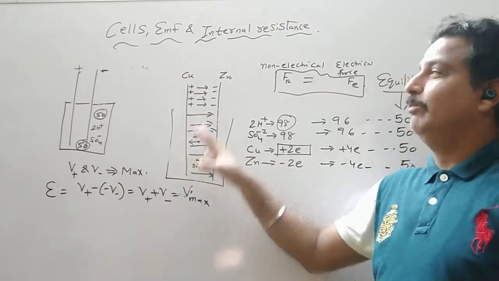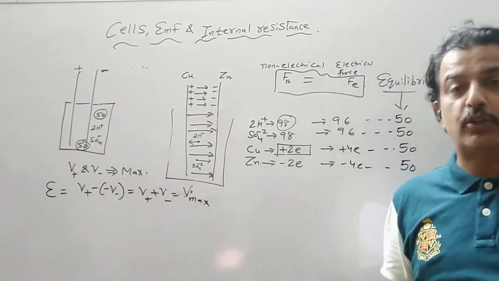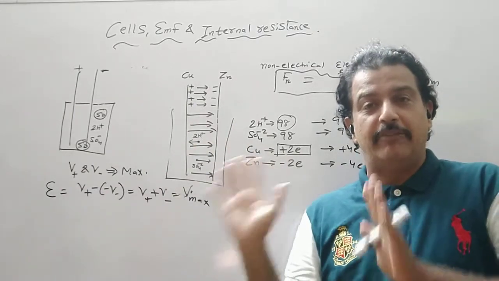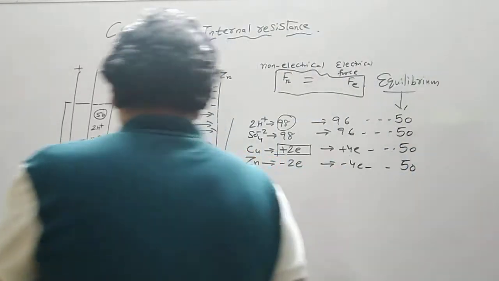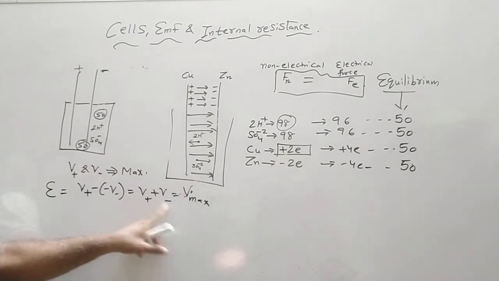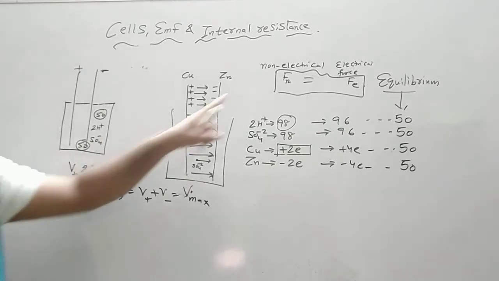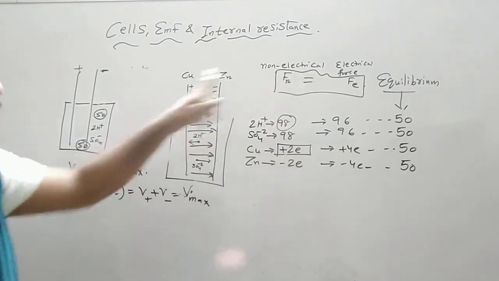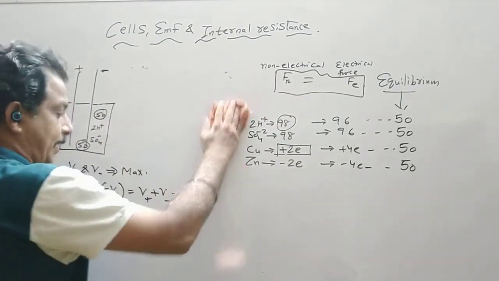So now we are not using the cell. We just made a cell, and now the potential difference between these two electrodes is maximum, which is referred to as EMF. That maximum potential difference is V plus plus V minus, denoted by E written in a special way, curved E. And the condition inside is Fn is equal to Fe, so the motion of the ions is not there.